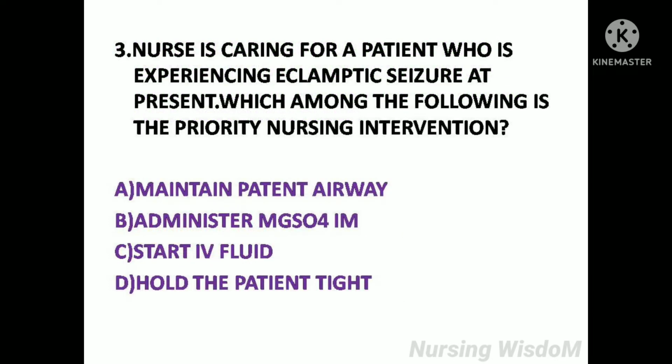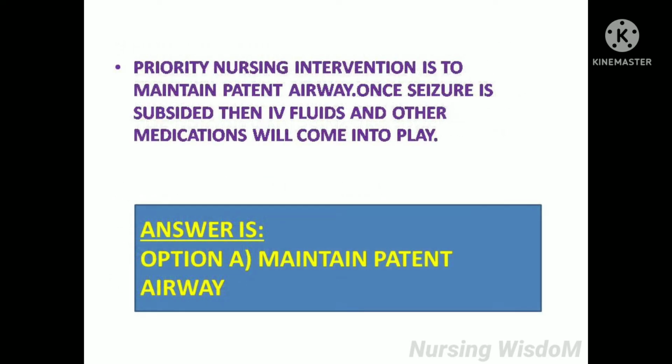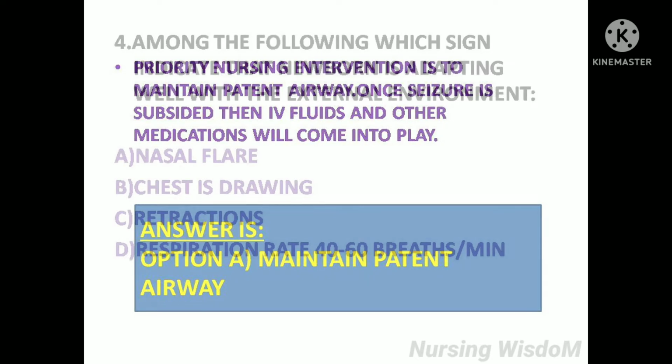Next question, a nurse is caring for a patient who is experiencing an eclamptic seizure at present. Which among the following is the priority nursing intervention? Option A, maintain patent airway. Option B, administer magnesium sulfate IM. Option C, start IV fluid. Option D, hold the patient tight. Priority nursing intervention is to maintain patent airway. Once the seizure has subsided, then IV fluids and other medications will come into play. So here the answer is option A, maintain patent airway.